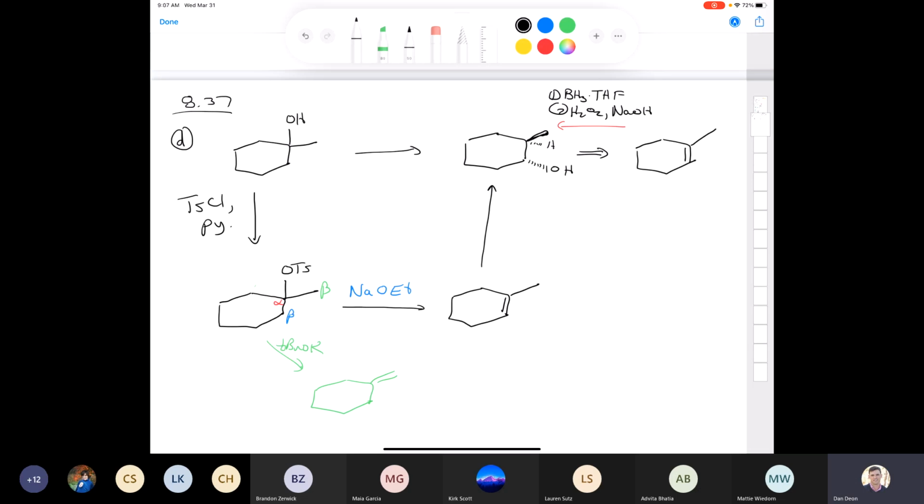And then in the last steps, I'm just going to treat it with my borane and THF, followed by hydrogen peroxide and sodium hydroxide to do my syn addition of H2O, that is anti-Markovnikov. Anti-Mark. Okay. All right.